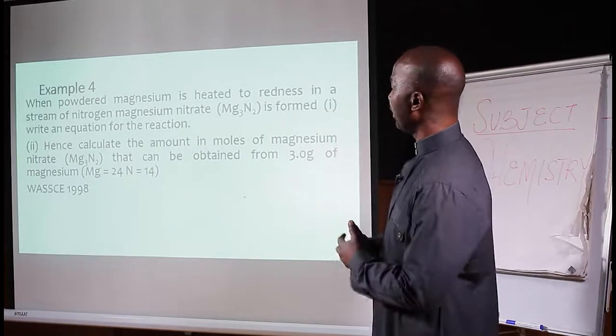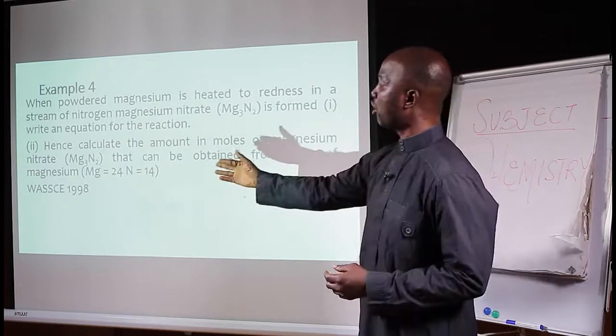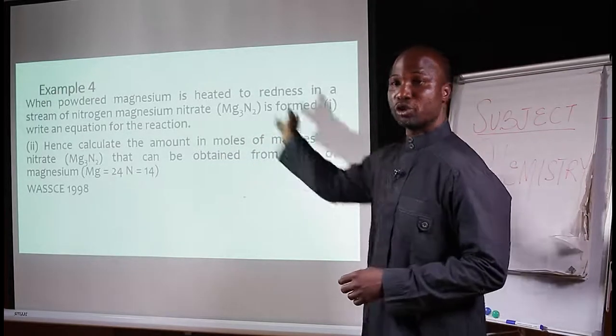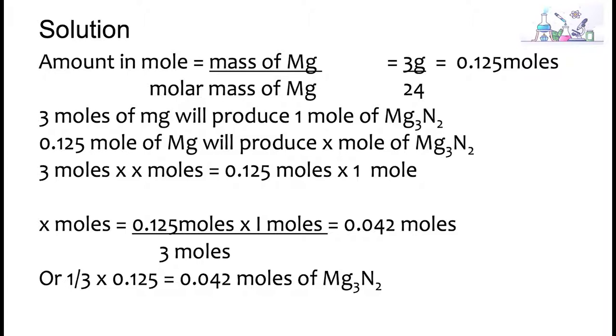if you look at the equation in the slide before, you find out that magnesium is equal to 24 and nitrogen is equal to 14. So if you look at the application, you find that 0.125 mole of magnesium will produce X mole of magnesium nitrite. The proportion is such that 3 moles times X mole is equal to 0.125 mole times 1 mole. That's when you cross multiply from the proportionality that we have on the board.